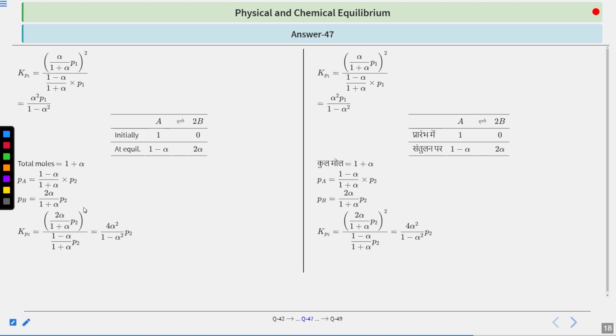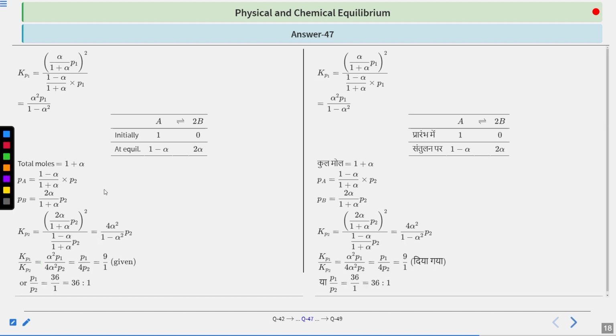If you find Kp2 further, then it will be 2 alpha by 1 plus alpha P2 whole square divided by 1 minus alpha by 1 plus alpha P2. That will give us 4 alpha square by 1 minus alpha square multiplied by P2. If you solve it further to find the ratio, alpha square P1 by 4 alpha square P2, that will give you P1 by 4P2, or 9 is to 1. Hence, P1 by P2 will be what? 36 is to 1, which is 36 by 1. Clear?